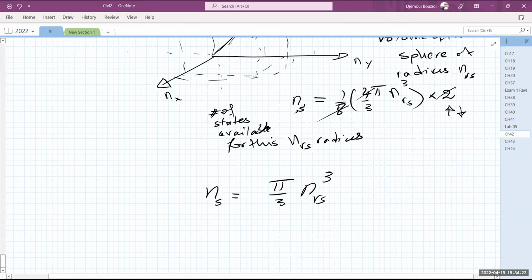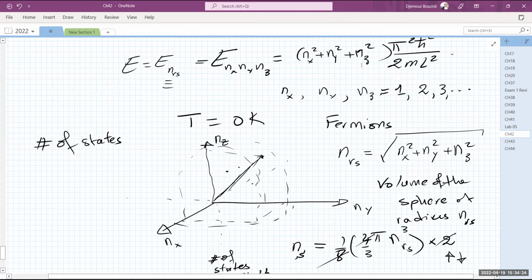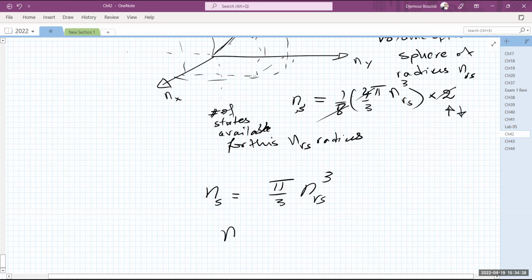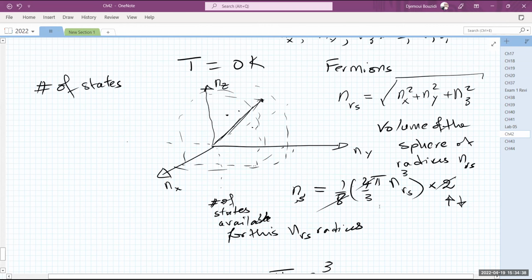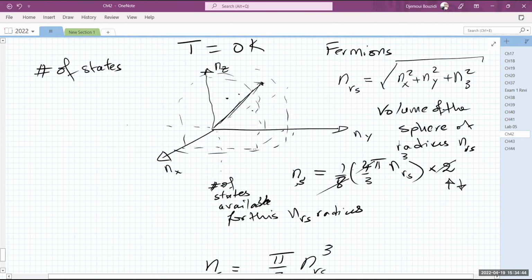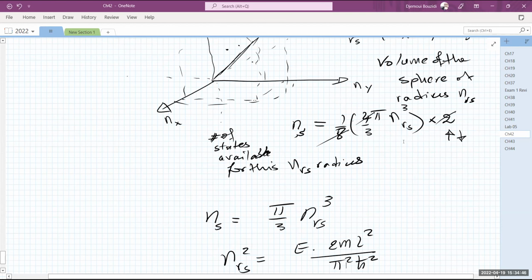So remember, let me go back into this expression in here and express the square in terms of the energy level. So nRS squared is going to be the energy times 2 m L squared divided by pi squared h bar squared. I mean, if you're wondering what is that, it's just to reroute this expression, that's all. What this thing is actually nRS squared, the way I defined it in here. Make sense so far, everybody?